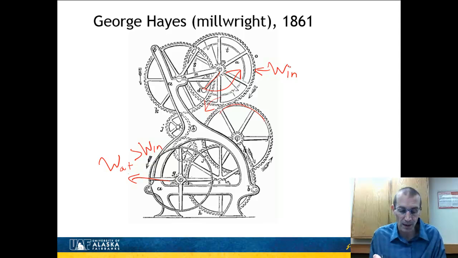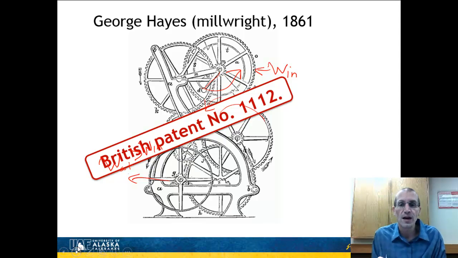And he wanted to patent this. Well, this is clearly a perpetual motion machine. We're getting out more than we're putting in. And so you would say, well, of course that couldn't have gotten the patent. Well, it turns out that the British did patent this. They patented it in 1861. It's patent 1112. So there have been devices that are perpetual motion machines that have been granted patents in the past.